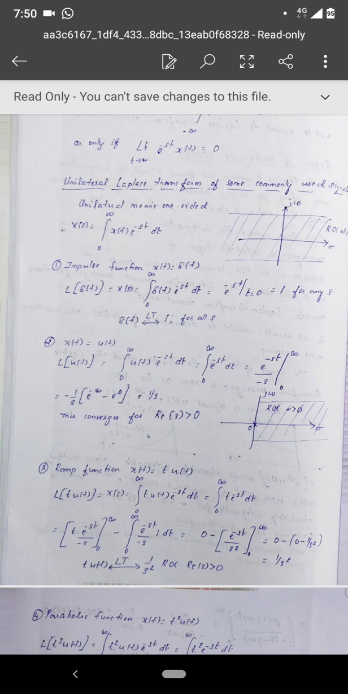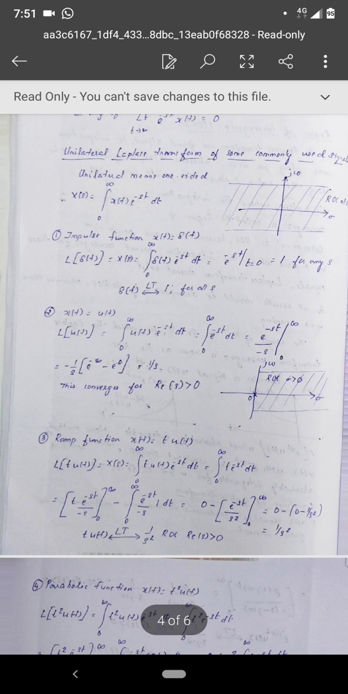So this integration will only converge when the real part of s is greater than 0. You can just imagine what s is. s is nothing but sigma plus j omega. So if sigma is equal to 0, then you are making e raised to minus sigma t equal to e raised to 0. And if you are making sigma as minus 1, then you are making e raised to minus sigma t as e raised to plus t. So all those cases are not at all acceptable.